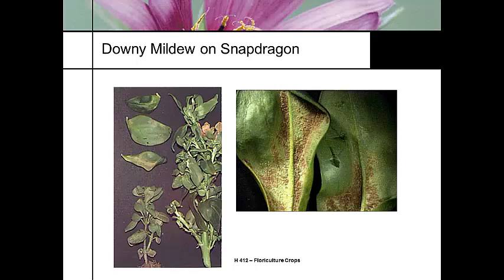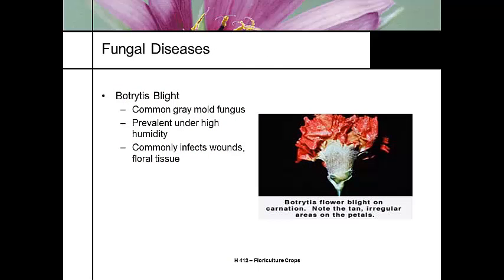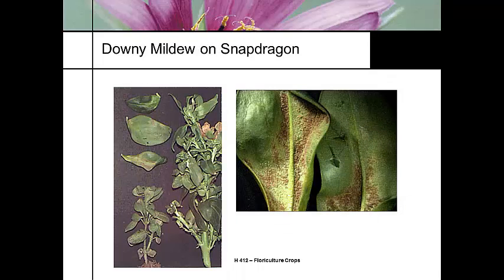Downy mildew is one of those disease organisms that we see sporadically depending on if it's a cool, cloudy season. We see more downy mildew than we see if we have a bright winter in our greenhouses. Downy mildew is one of those infestations, though, that you can't control with a foliar application because these spores, if you blast them all over the greenhouse, you've got a big problem.